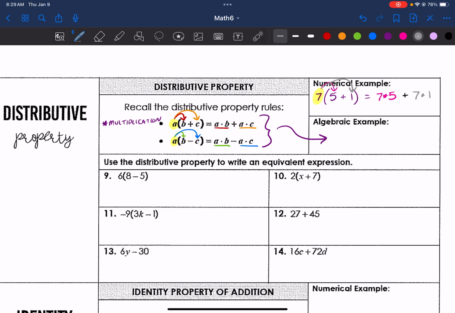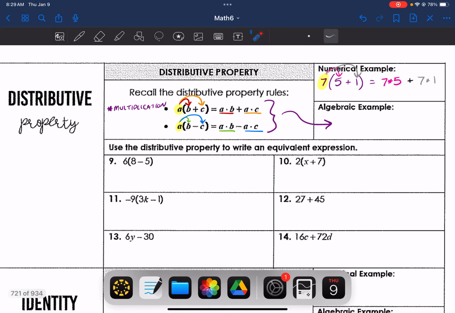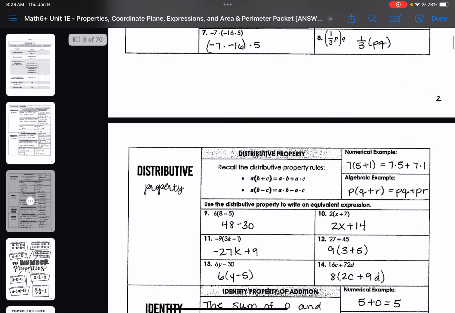Now be careful, numbers 12, 13, and 14 want you to undo the distributive property. So it actually wants you to find the GCF and then take it out, right? Kind of like divide out. So go ahead and try those. Pause the video here before you check your answers. All right, now that you've done that, here are the answers.